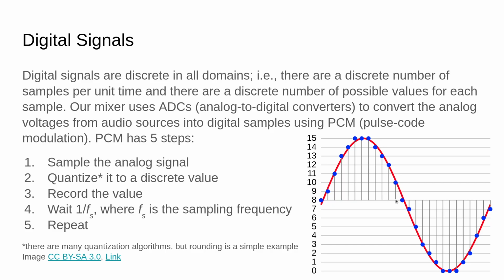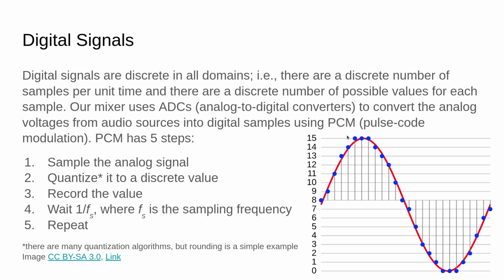Now, digital signals are discrete in all domains. So there's a discrete number of samples per unit time. So in between these 2 blue points here, I don't have any data. All I have is these discrete samples because we're sampling every set amount of time. And it's also discrete in the domain of the value that we're trying to measure. So not just in the time domain, but in between 8 and 9 here, there's no possible value.